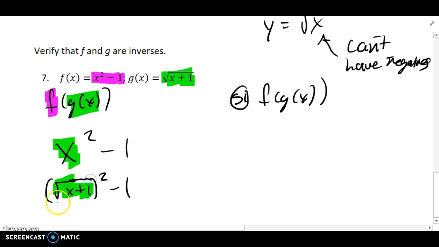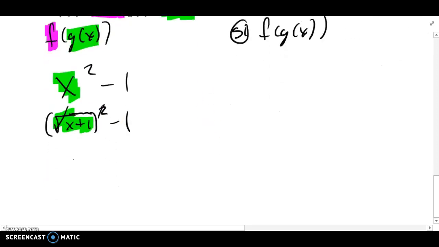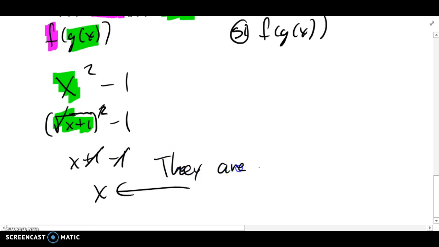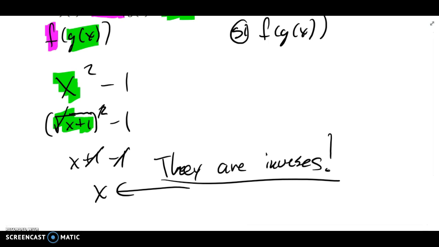Okay? Now what does a square root and a square do? They cancel. So I'm left with x plus 1 minus 1. Those cancel, so I'm left with x. This means they are inverses. Whenever all the numbers cancel, it means that they're inverses. That's the point of inverses, is everything cancels out, right? I mean, a plus 2 cancels with a minus 2, a root cancels with a square, or a plus 1 and a minus 1 in this case. So we know things are inverses when all the numbers cancel out, and we're left with just x.